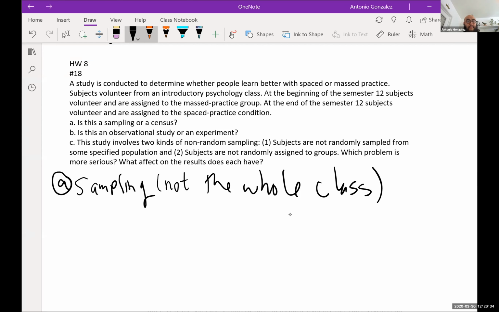Okay. Is this an observational study or an experiment? Well, this looks like this is an experiment. We're asking people to do something, right? We're telling them that this is a routine that you have to implement.